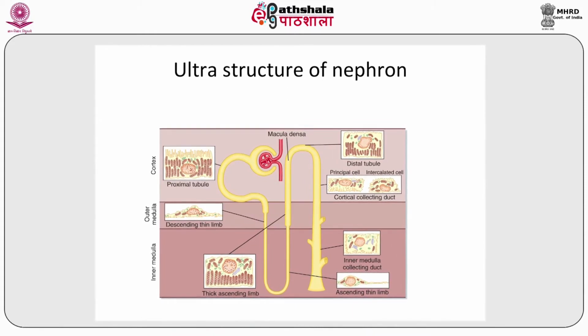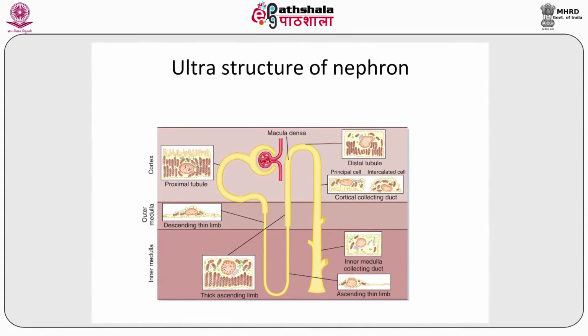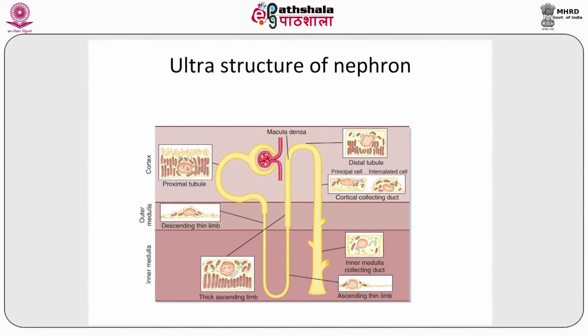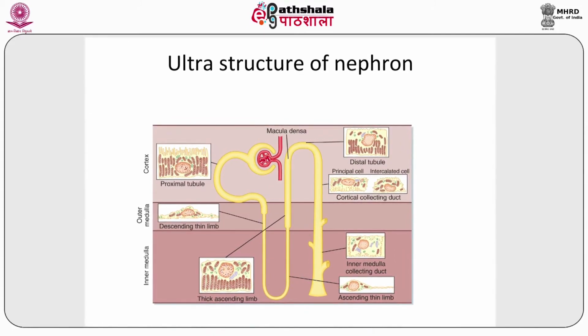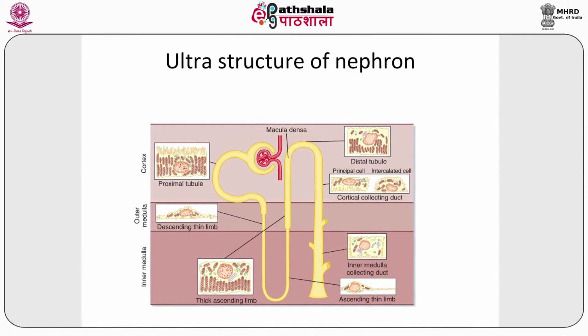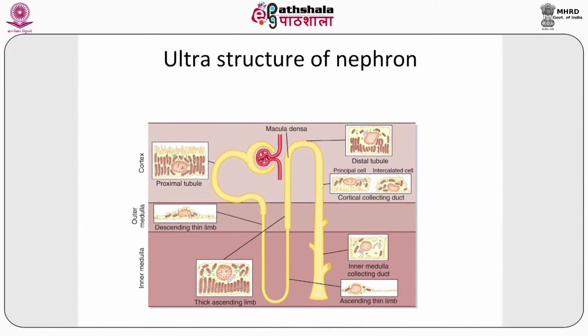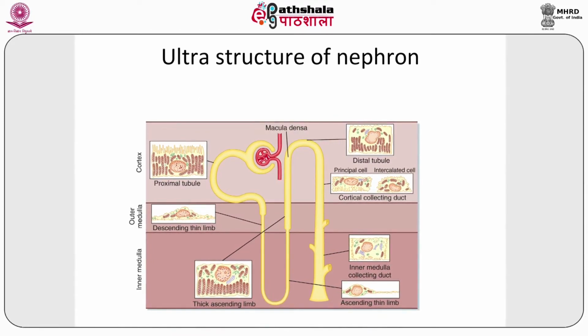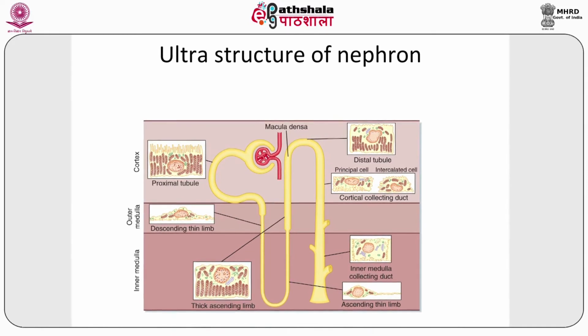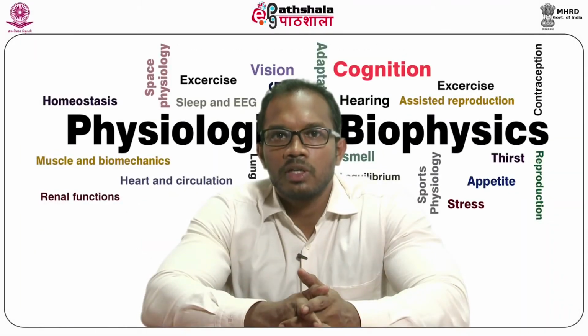In this slide we can see the basic processes of urine formation, which include filtration, reabsorption, secretion and excretion. The differential permeability of the nephron for different ions in urine formation helps in maintaining constant ionic concentration in the body in the normal situation as well as in different adverse physiological situations.